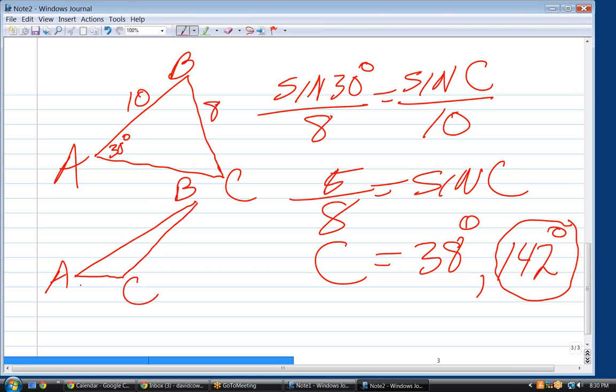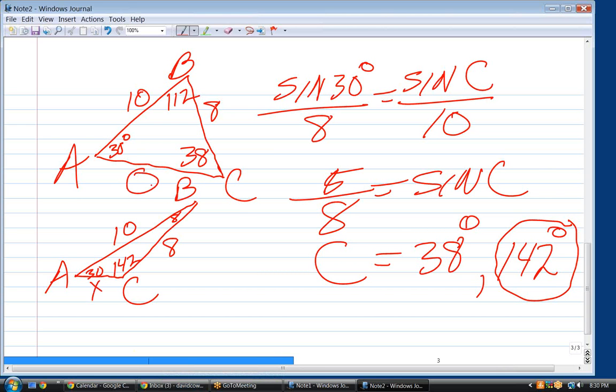Here's the second solution. That angle is still 30. This side is still 10. This side is still 8. In other words, we still have the same three pieces of information for both of these triangles. But in this case, this one is 38. That leaves this one to be 112. My math is correct, yeah. Down here, this one is 142, and that leaves that one to be 8. And notice that this side length is going to be different than this one up here.